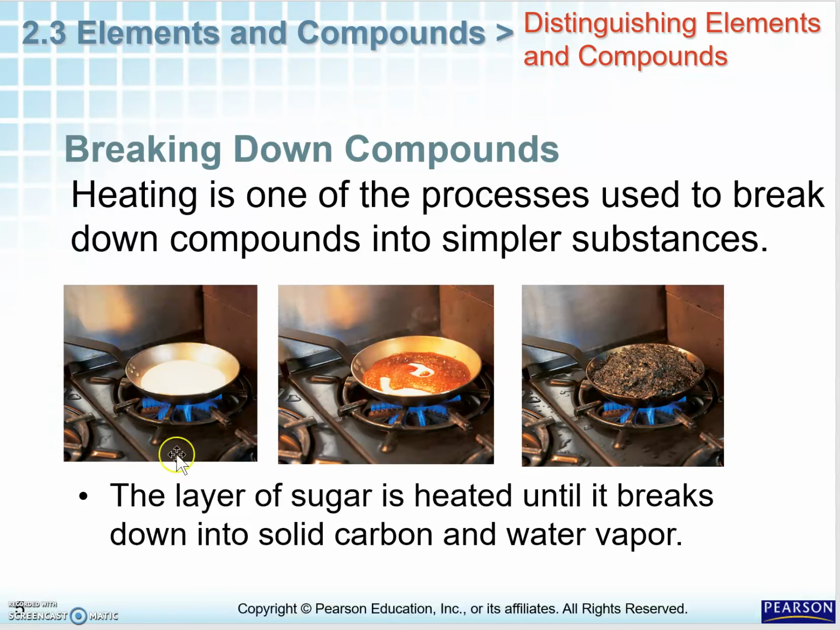So here on the left, you have sugar that is on the stove. Once you heat it up, it's going to start to boil, and eventually that heat is going to be enough to break apart the bonds between it and create this black colored substance, and that is actually solid carbon, and water vapor is going to be released through the holes in that black substance.